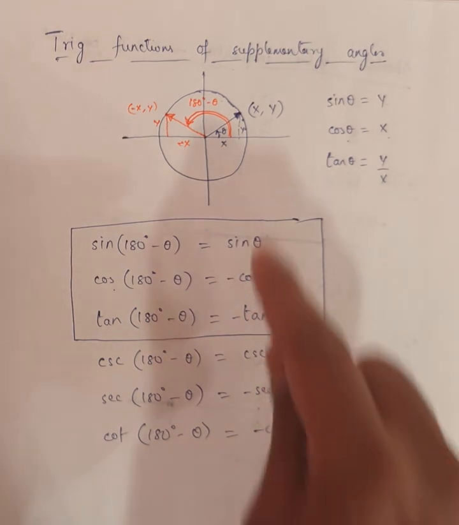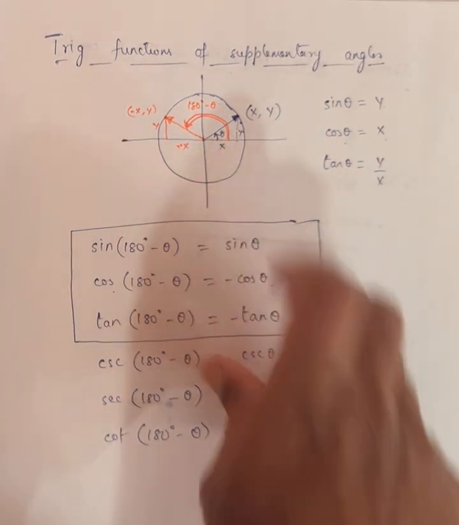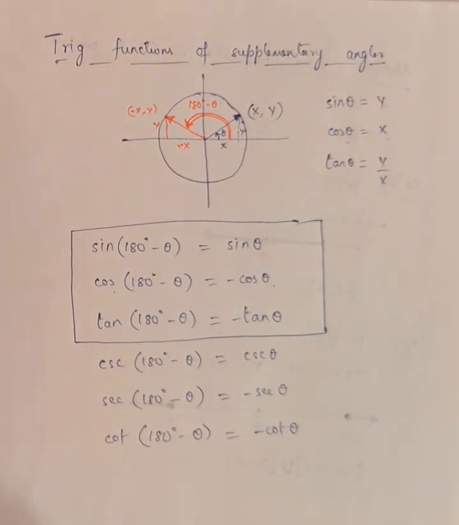Now you might argue, well, we took theta to be acute. Now the reasoning will work even when theta is not acute, but the computation will get messy with a lot of negative signs.